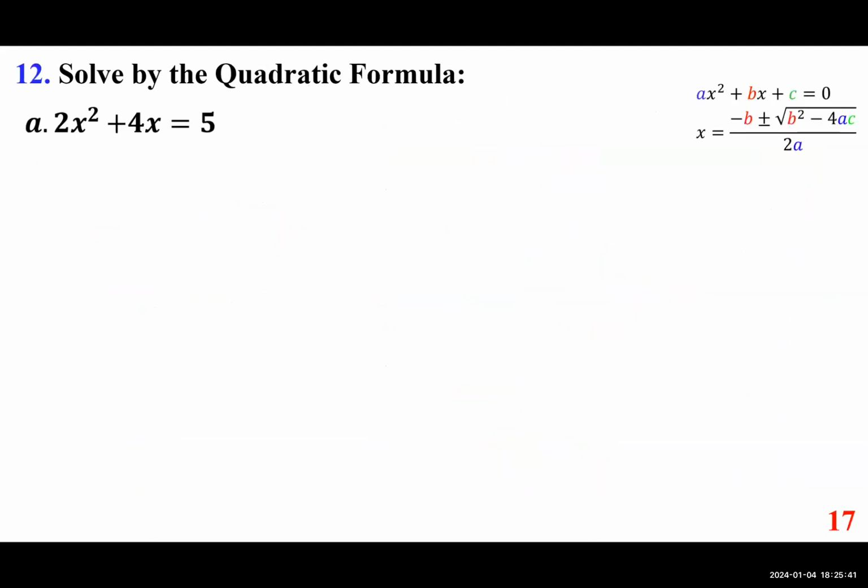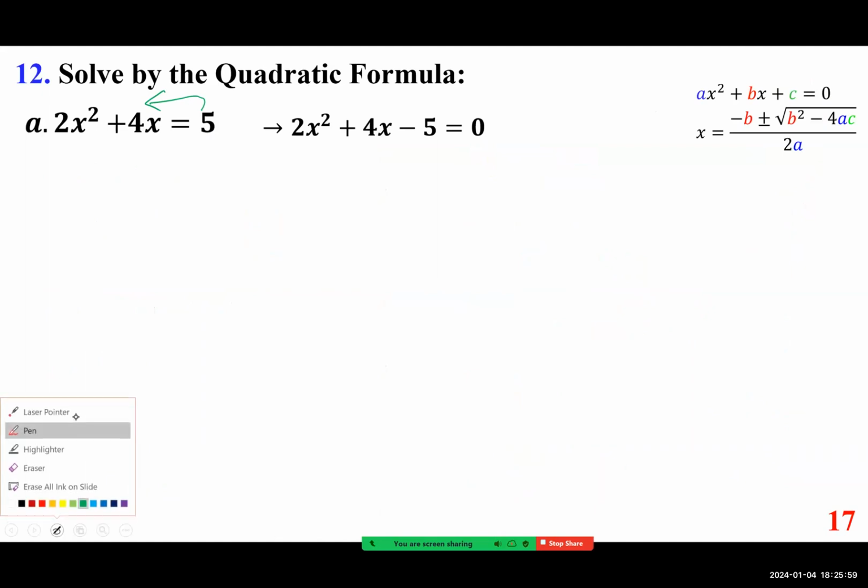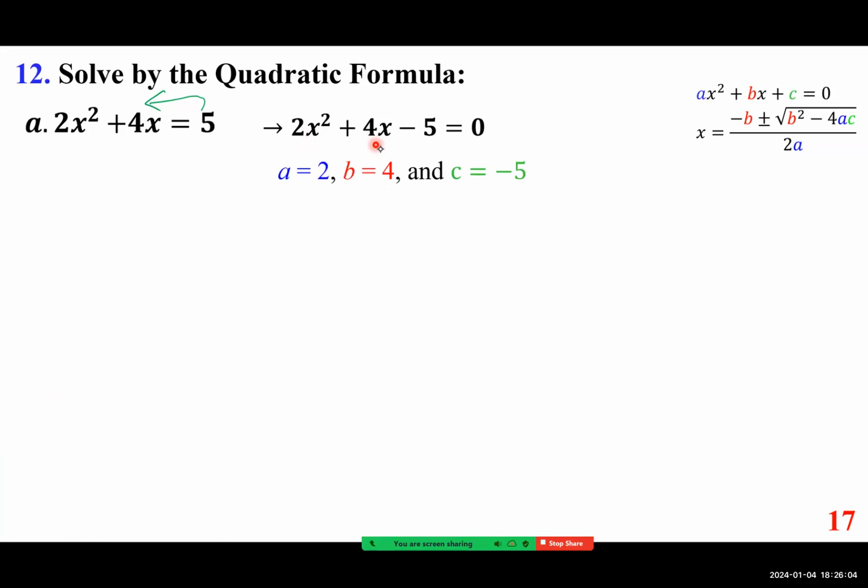We want to solve by the quadratic formula. So in order to do that, first and foremost, you bring everything to the same side. That means you're going to move the 5. And A is 2, B is 4, C is negative 5. Plug it in. X is minus B plus minus the square root of B squared minus 4AC over 2A. Plug it in.